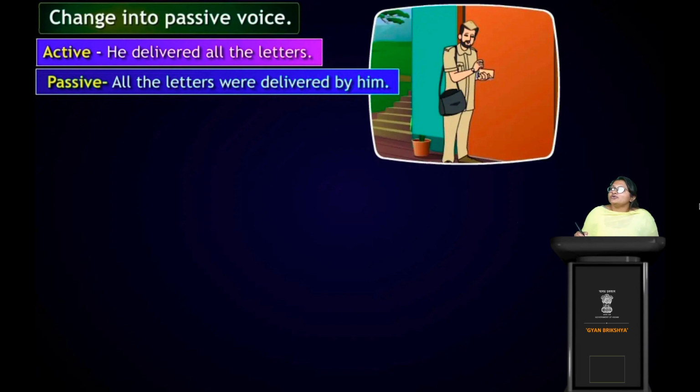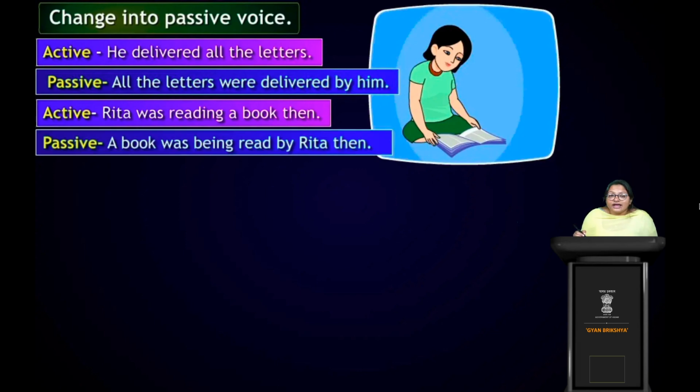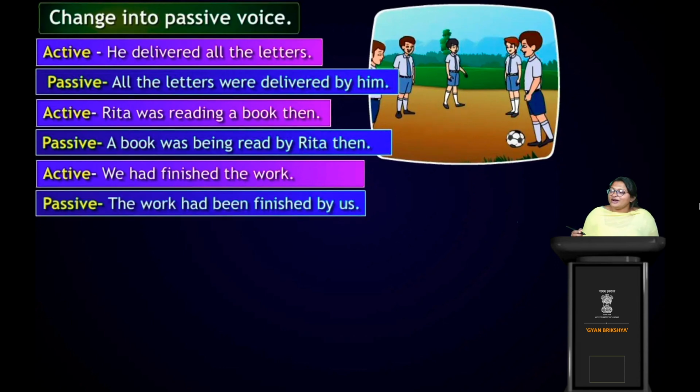Next, Rita was reading a book then. It gets changed to a book was being read by Rita then. Next, we had finished the work. Since had is there, it will be had been. Very good. So the work had been finished by us.